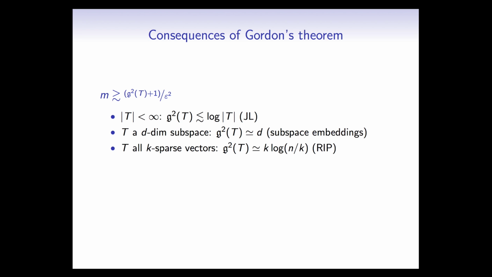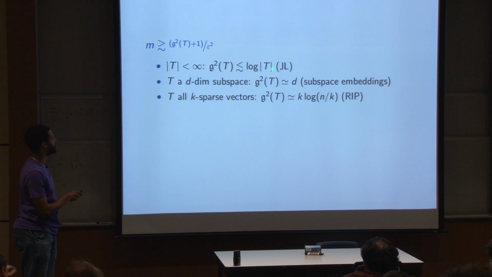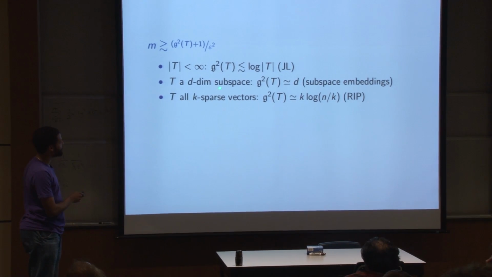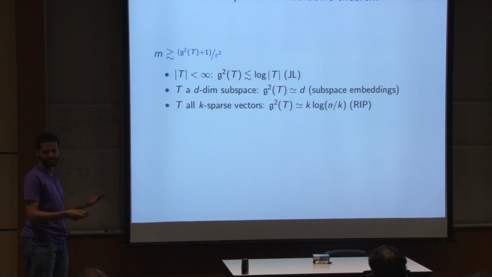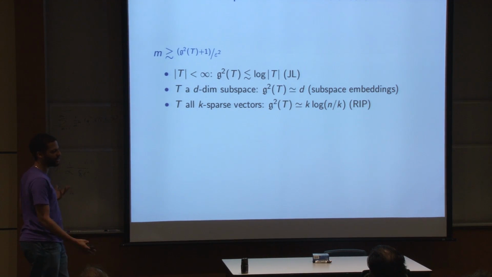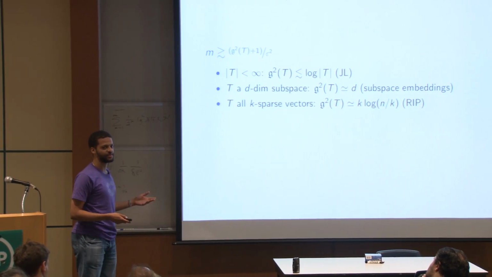And people care about consequences of Gordon's theorem in our community. If T is finite, notice that g squared of T is at most log the size of T, just by a union bound. That's JL. So JL is a special case of Gordon's theorem. Offline, you can verify if T is a d-dimensional subspace, the mean width squared is d. People call that subspace embeddings in our community, which people use for large-scale linear algebra, fast regression, low-rank approximation, etc. If you have all k-sparse vectors, you get k log n over k. People call that RIP. So all these theorems in different domains are just corollaries of Gordon's theorem.